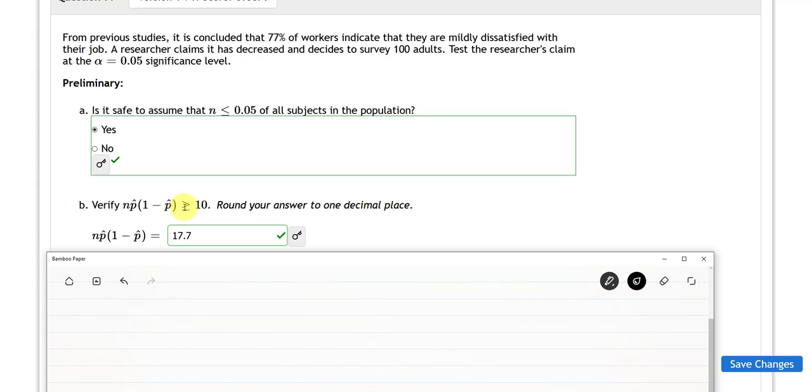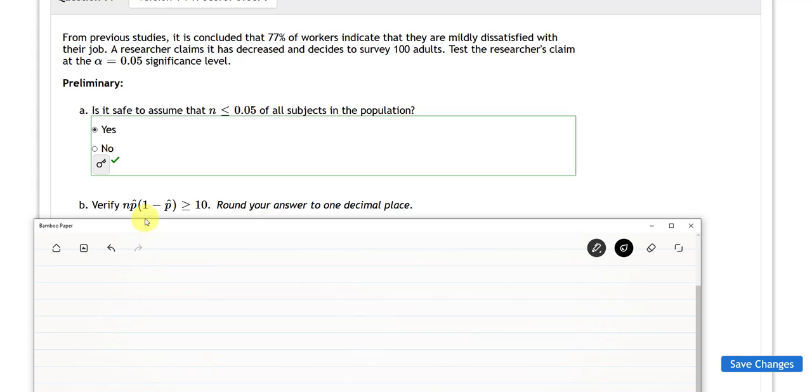Well, the population must be much larger than the sample, at least 20 times as large, so that the sample items are independent. And the assumption that n p hat (1 minus p hat) is bigger than 10 is to ensure that the sampling distribution of p hat is approximately normal when we assume that the null hypothesis is true.